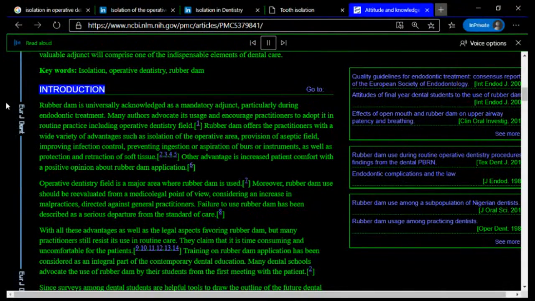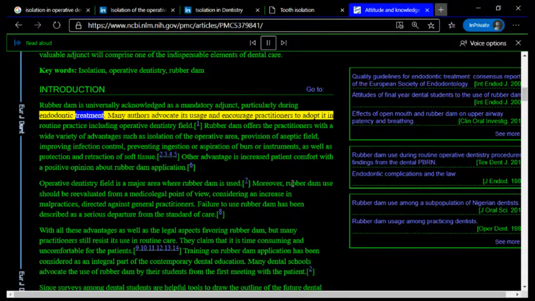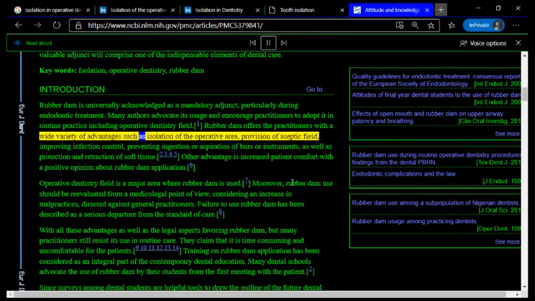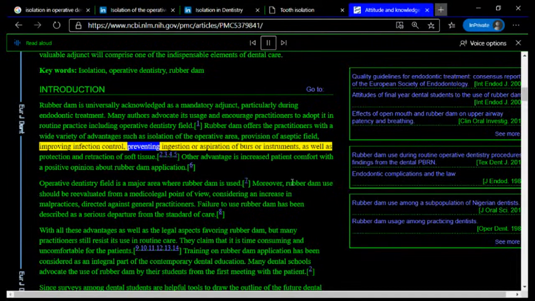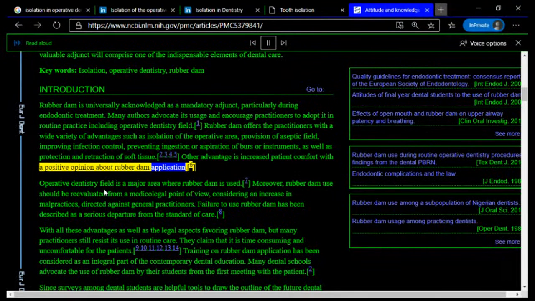Introduction. Rubber dam is universally acknowledged as a mandatory adjunct, particularly during endodontic treatment. Many authors advocate its usage and encourage practitioners to adopt it in routine practice, including the operative dentistry field. Rubber dam offers practitioners a wide variety of advantages, such as isolation of the operative area, provision of an aseptic field, improving infection control, preventing ingestion or aspiration of burrs or instruments, as well as protection and retraction of soft tissue. Another advantage is increased patient comfort, with a positive opinion about rubber dam application.